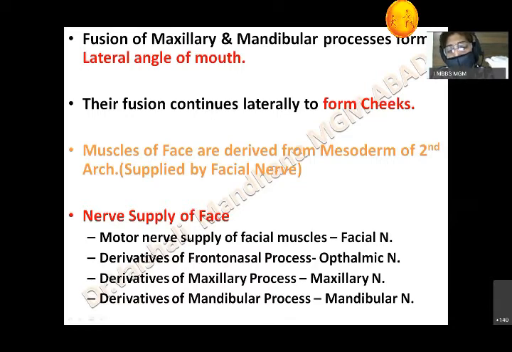The derivatives of the frontonasal process: the frontonasal process forms the forehead, and it also forms the upper part of the nasal cavity. So they are supplied by the ophthalmic nerve, because the medial nasal processes fuse above with the frontonasal process, isn't it? That is about the nerve supply of the face.